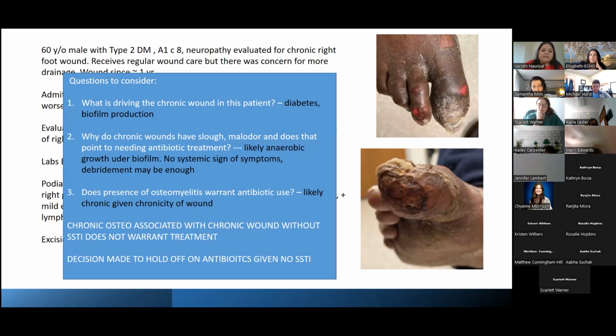With chronic osteomyelitis, antibiotics are typically indicated if there's associated skin and soft tissue infection. If there's pus, if there's purulence, if there are systemic signs or symptoms, then sure, we absolutely need to use antibiotics. But the concept is that we are using the antibiotics to target the skin and soft tissue infection, not the chronic osteo, because we don't expect the osteo to heal with antibiotics alone while the wound is still open. So in this particular case, when the evaluation was made, it was decided to hold off antibiotics given that there was no skin and soft tissue infection identified.